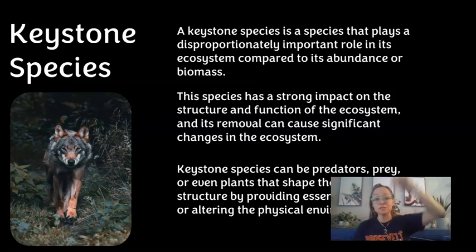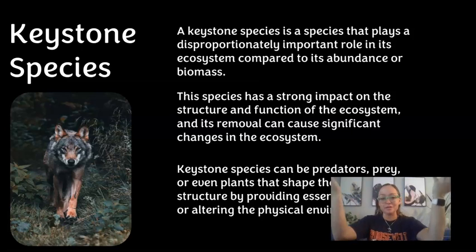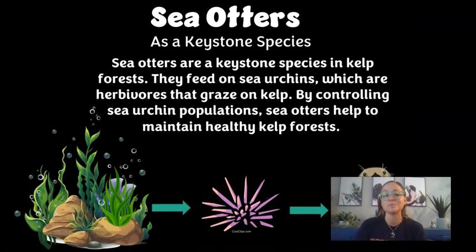By reintroducing the wolves, they only brought in 10 wolves. It brought the elk population down, which meant more plants, which meant other species populations increased. And it was all due to that one species, the keystone species.